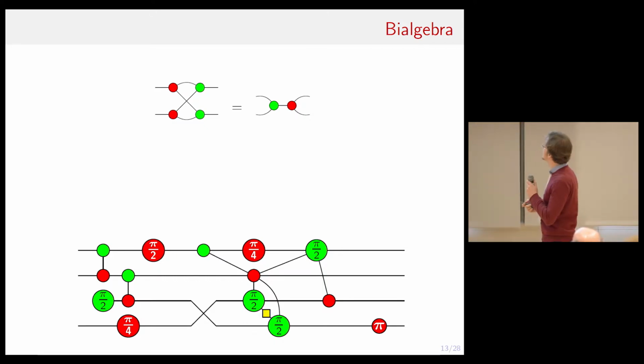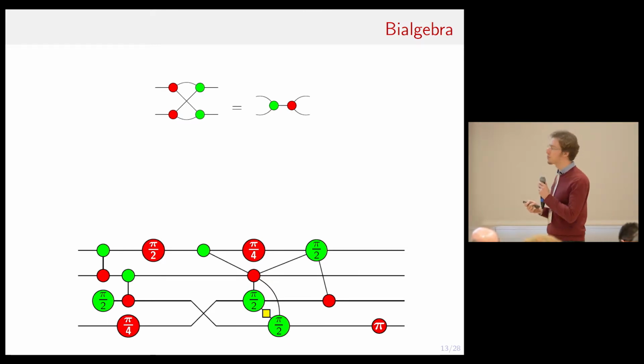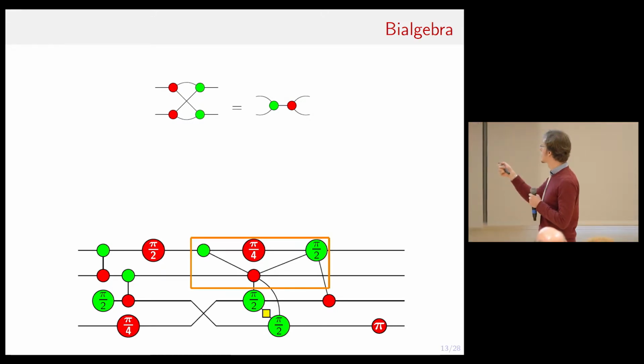Last but not least, the bi-algebra rule, which is one of the most difficult to use. It basically says, in a weird way, that the three-legged green and red nodes kind of commute. Again, in a pretty weird way, like this. So it might not be obvious, but I'll show you that I can apply it here.